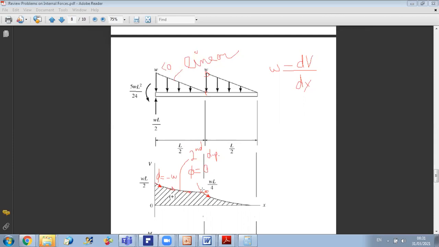Now, just before talking about this, how do we know the value of shear at this point? Delta V from this point to this one is equal to the area under the omega curve. So here delta V is equal to this area, and since it's a downward force, it's a negative drop. This area is the area of a triangle, it's omega L over 4.